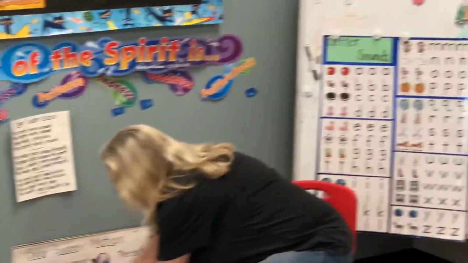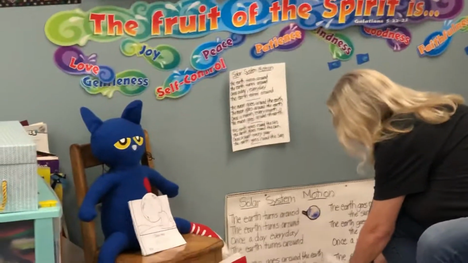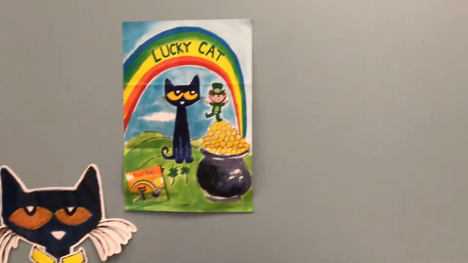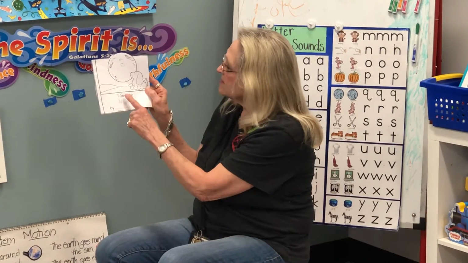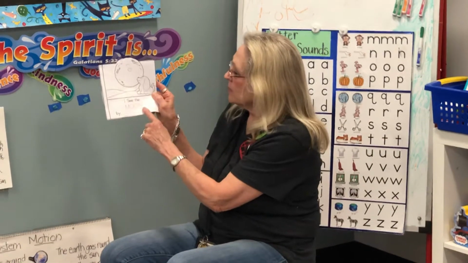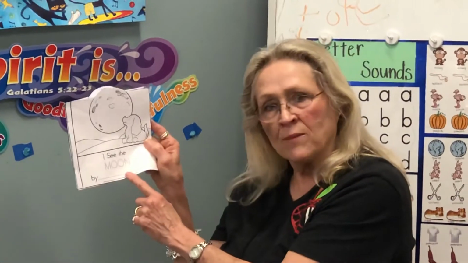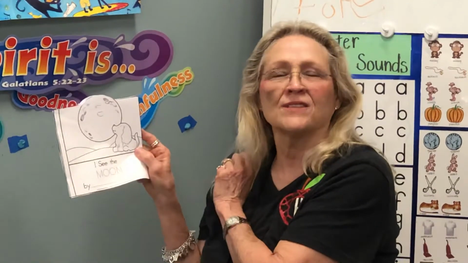And I have a little book about the moon. And there is a book in your packet. And you can read this book with your parents or by yourself. Some of you I know can read this by yourself. I see the moon. And it says by, and you need to put your name here because you should be practicing writing your name every day.